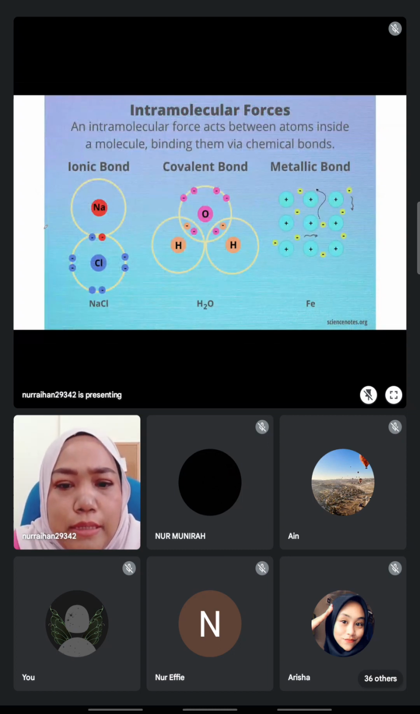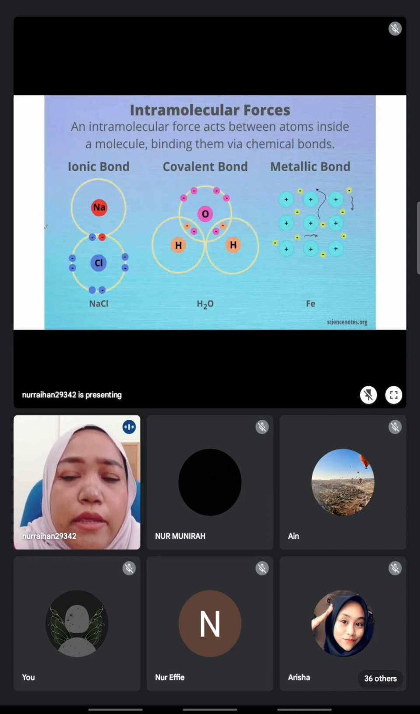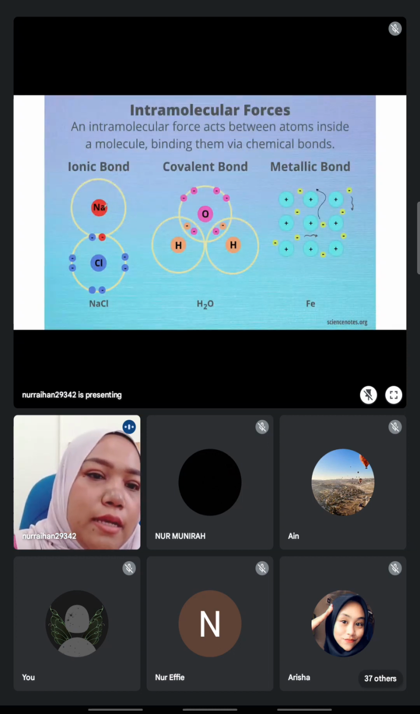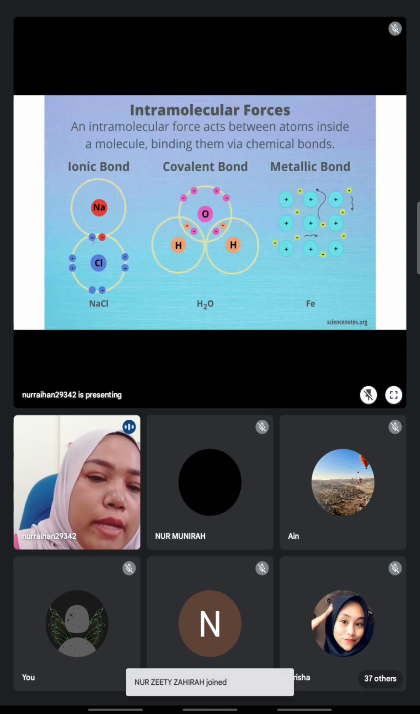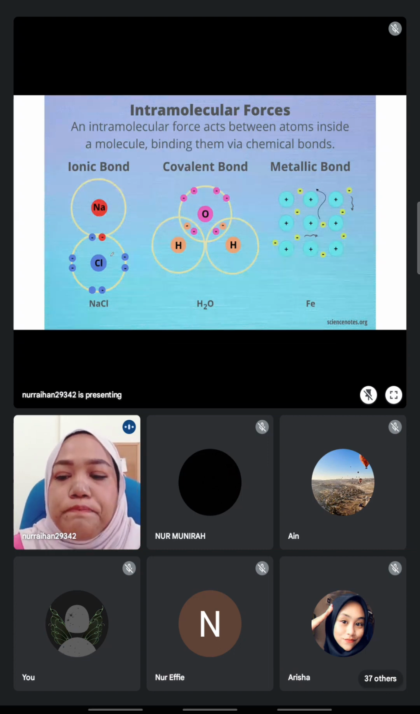Besides the covalent bonding, you have the ionic bonding and metallic bonding as the intramolecular forces, as the primary forces. So these three are considered primary forces. For example, the ionic bonding we have, for example between sodium and chlorine and so on. So this one is linked by the ionic forces.